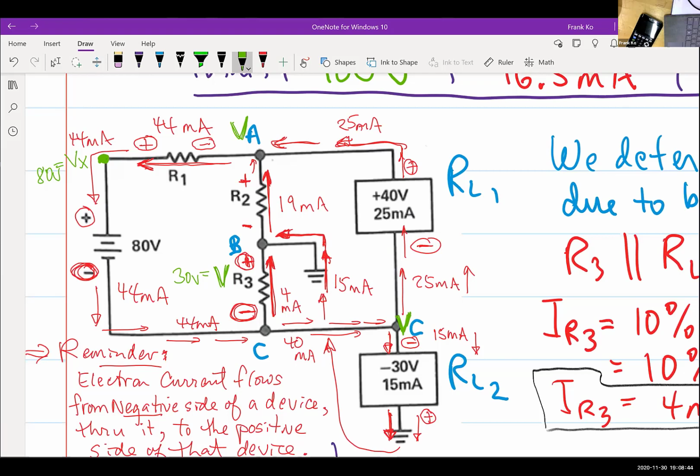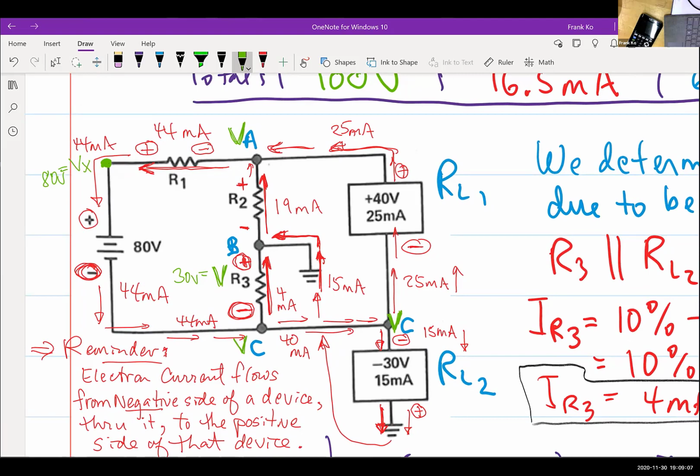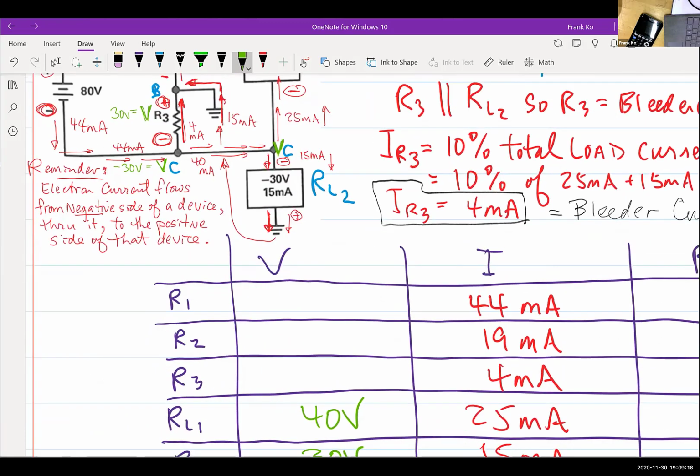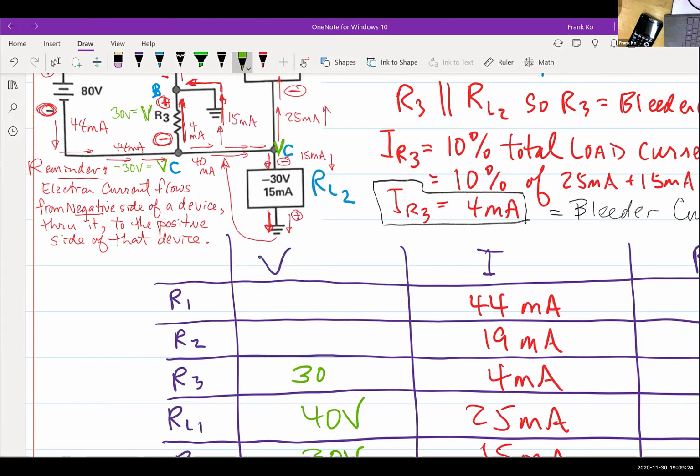But for any voltage across a resistor, just a VR, there's no specification where the red probe goes, where the black probe goes. We're only looking for the magnitude of voltage, the difference of potential across this resistor, and that magnitude is 30 volts. And so, on that basis, my VC right here is equal to negative 30 volts, but my VR3 is just simply 30 volts. So that will allow me to put in this value right here, 30 volts.